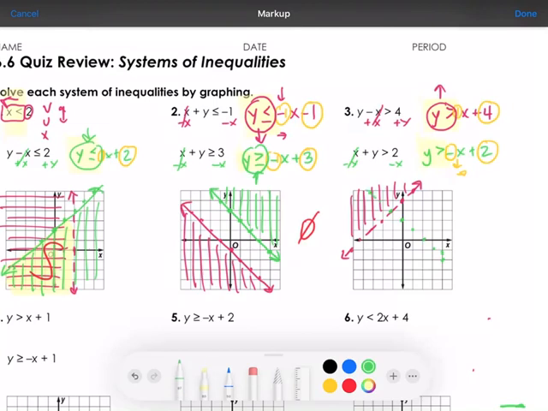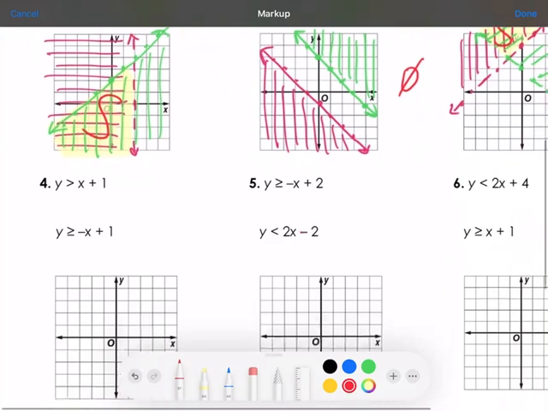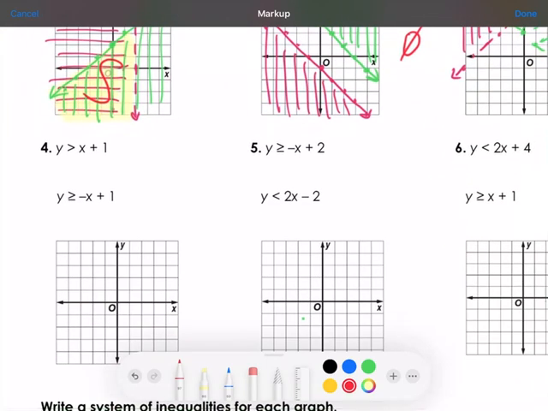Since y is greater than, there's no equal to, it's going to be a dashed line. So these are both dashed lines. And since y is greater, I'm shading up, just this way. So you can pretty clearly see that our solution area is right up here. So I'm going to label that with an S. Okay, moving on to number 4.